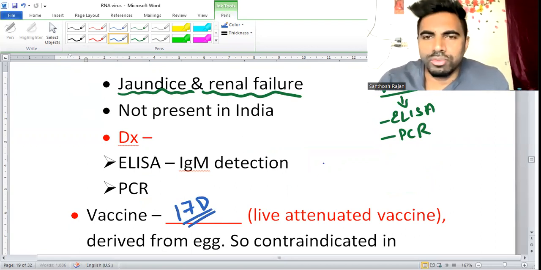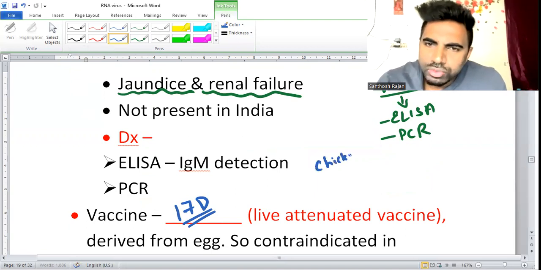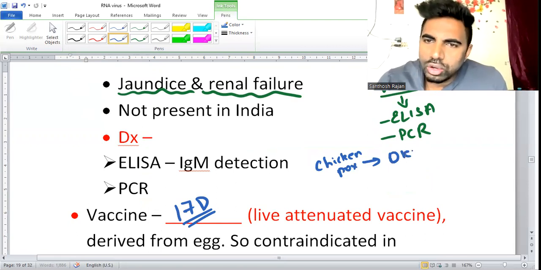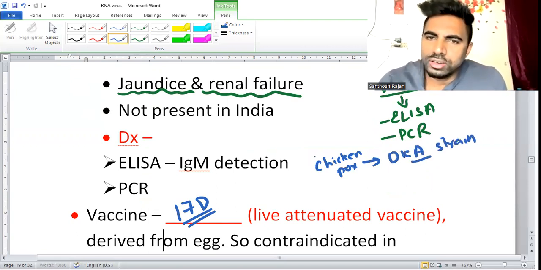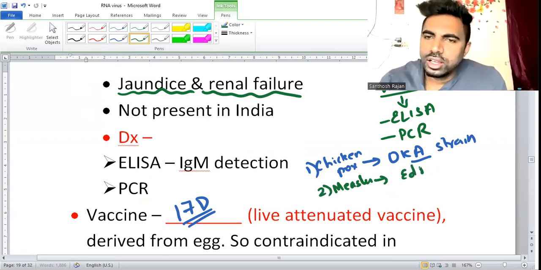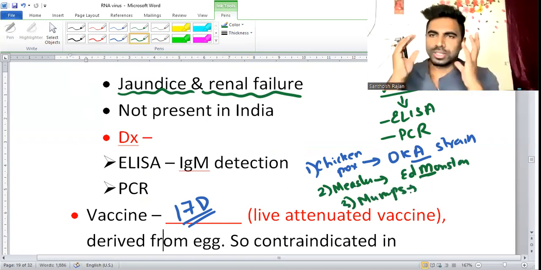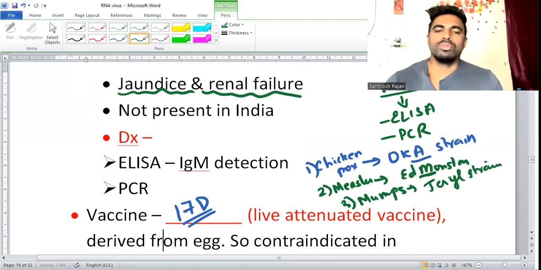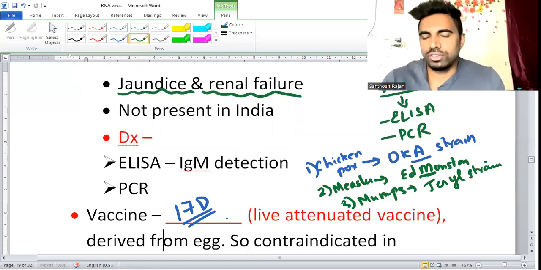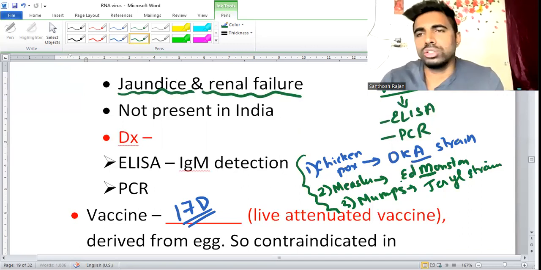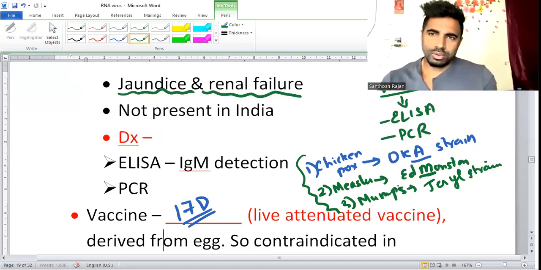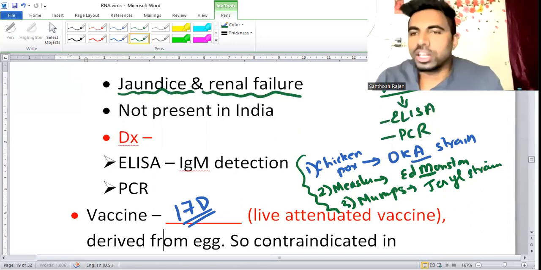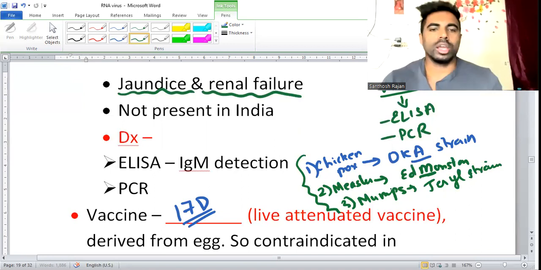There are a few vaccine names you have to remember. For chickenpox, what was the vaccine? The Oka strain was used for chickenpox. For measles, the Edmonston strain. For mumps, the Jeryl Lynn strain, J-E-R-Y-L. For yellow fever, it is 17D, the live attenuated vaccine we are using. And of course, BCG, the Danish 1331 strain; when that part comes, we'll talk about it. For diphtheria, the Park-Williams strain. So we have so many strains, so many vaccines.